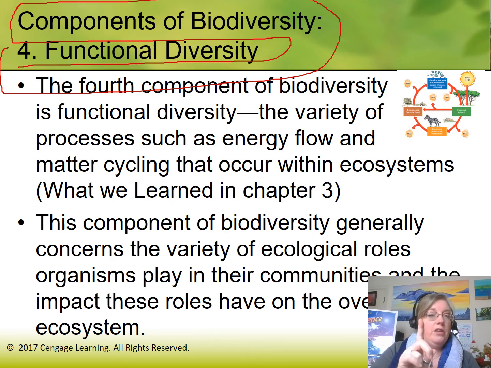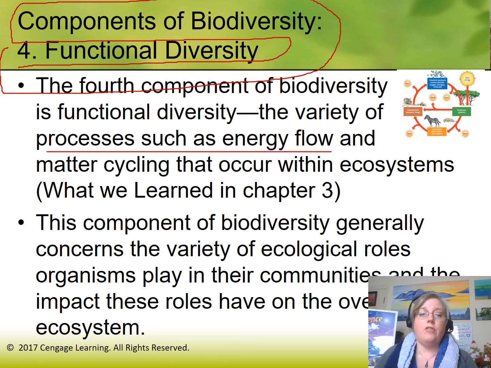The first one was species diversity. The second one was genetic diversity. The third one is ecosystem diversity. And here's the fourth one, functional diversity. Now what that means is it's a variety of processes like energy flow and matter cycling that occurs within the ecosystem. This is the stuff we learned about in last chapter.